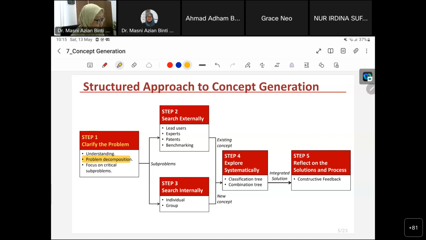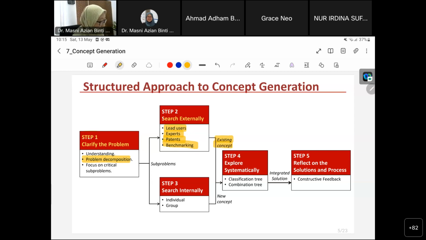Okay, so the next thing is, once you have understood and clarified the problem, you can search for solutions externally. External solution is like I explained previously: you can conduct interviews with the user, consult experts, explore different patterns of design, and do benchmarking. Basically all these activities are studying the existing concepts available, and the best practices that you can adopt in your product design.